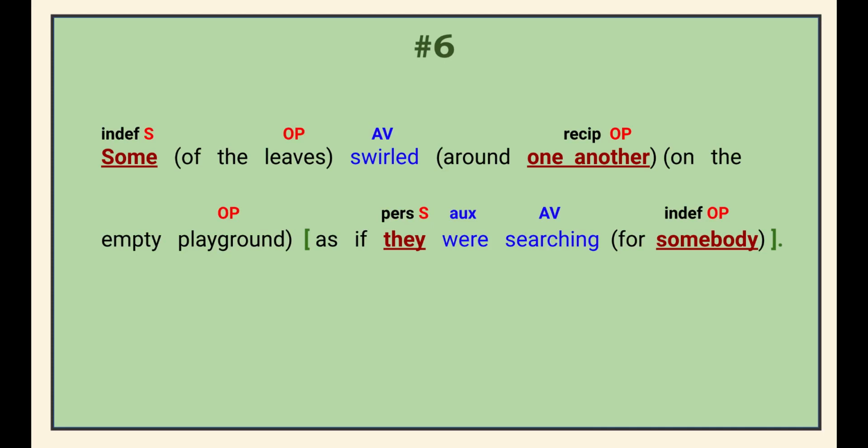The next pronoun is they. It's a personal pronoun, its antecedent is leaves, and it's acting as the subject to the verb were searching. And the final pronoun is somebody. It's also indefinite, and it's acting as the object of the preposition for.